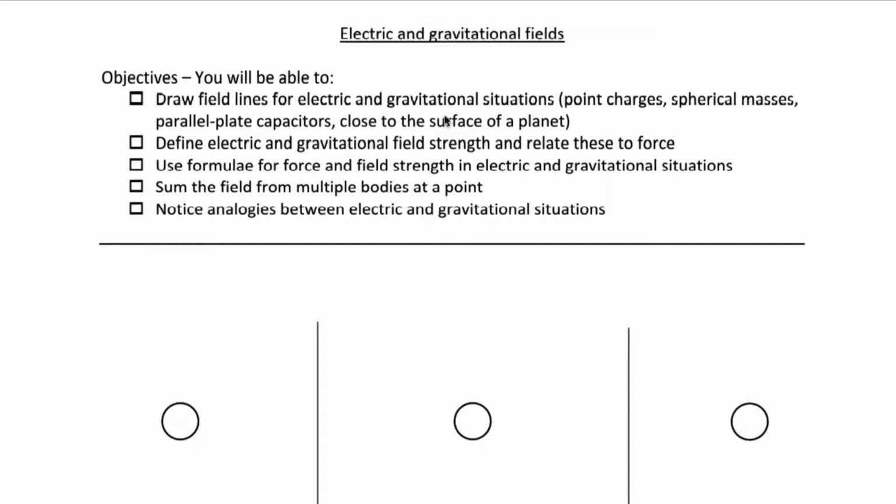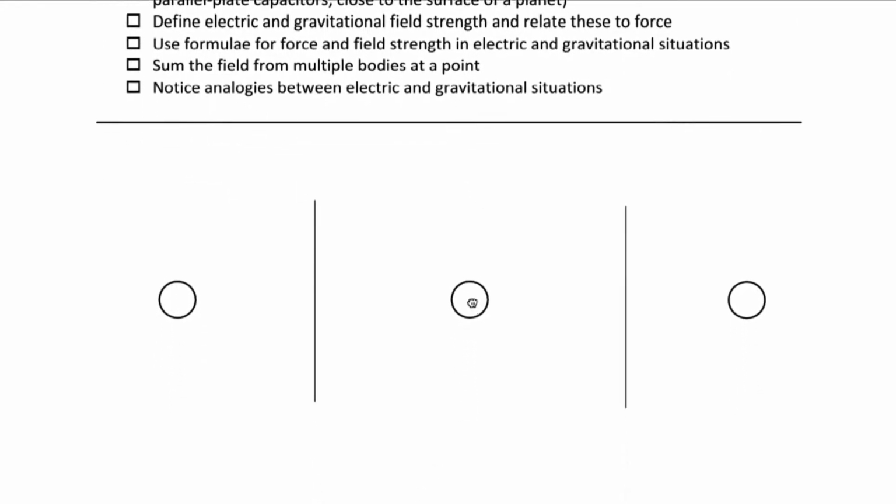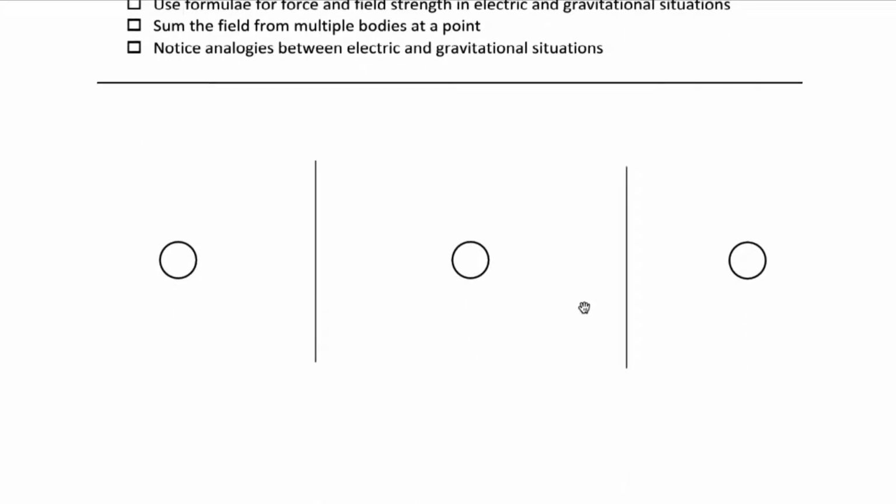In this lesson, we're going to look at electric and gravitational fields. Here are the objectives. Essentially what we're going to do in this lesson is go back to some material from earlier lessons and review that, but do so in such a way that we put the electric and the gravitational situation side by side so you can see the analogies. First, let's start with the electric situation.